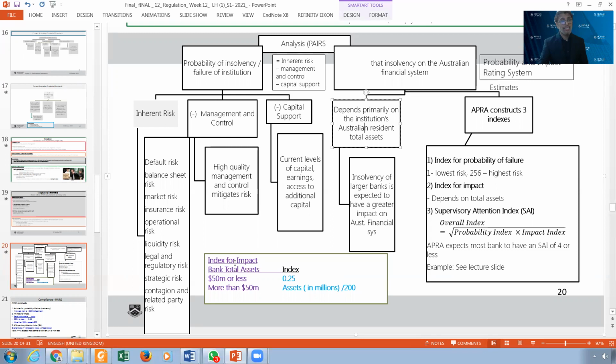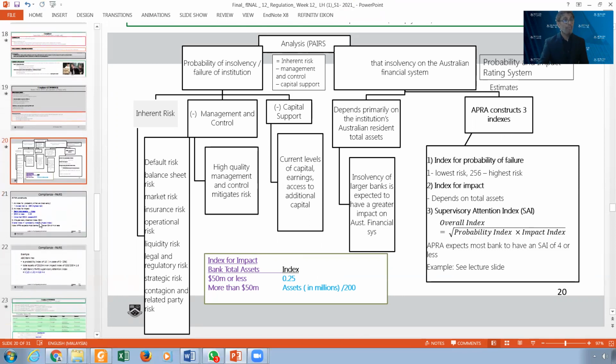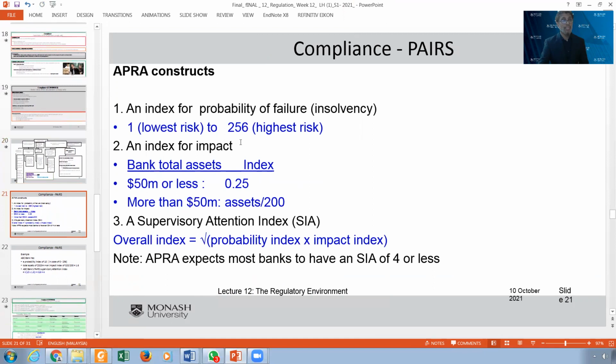Now, for the index of impact, bank total assets: as I told you, for the probability index, it is 1 to 256. For the size, which is the index for impact, if you are less than 50 million, you have to use 0.25. Other than that, you have to take the assets in millions and divide by 200. Let me give you this example. For example, you have an index of probability of 256.